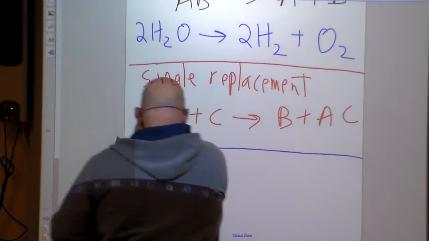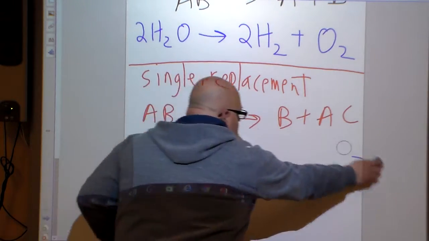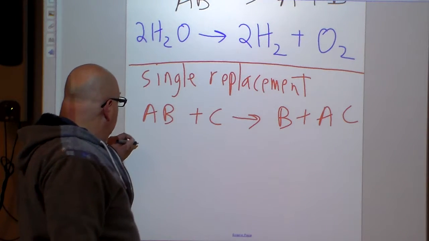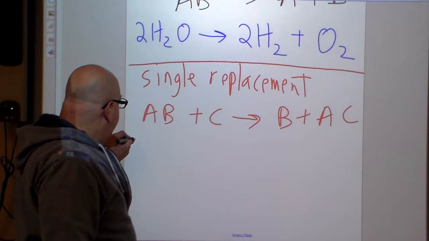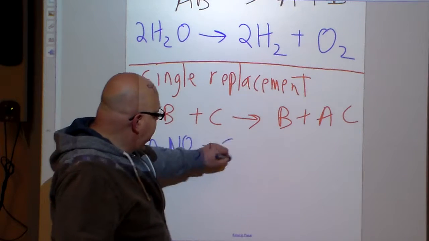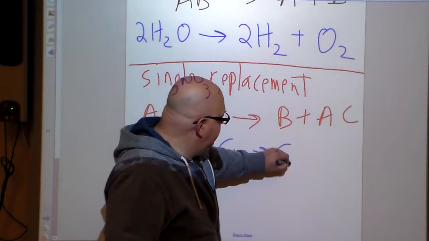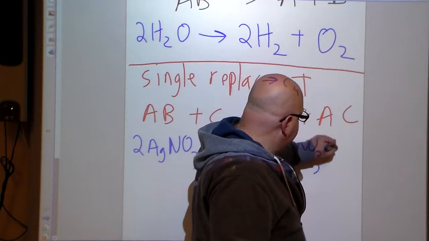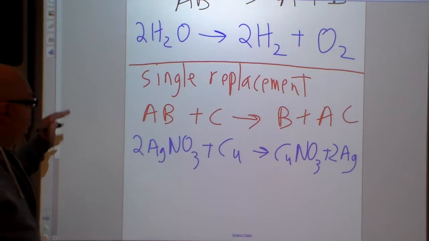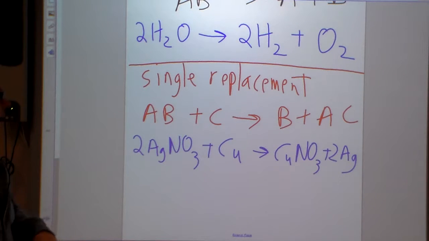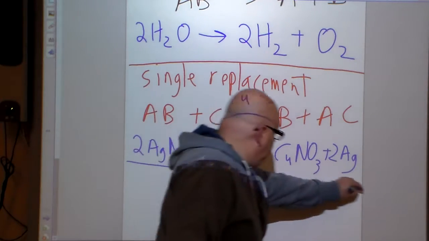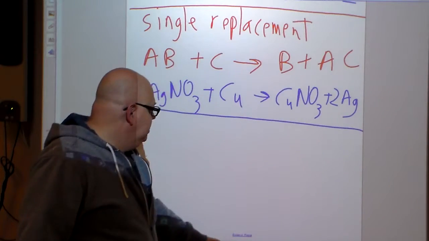Oh, and if you're wondering, real fast, let's take a look at a regular real-life equation. We did have one earlier, okay, where we had 2AgNO3 plus Cu gets us CuNO3 plus 2Ag. This is a real-life single replacement or single displacement reaction. That's what we have. I've got one more to go over with you guys, and then I'm done.